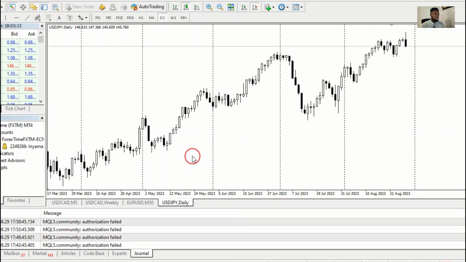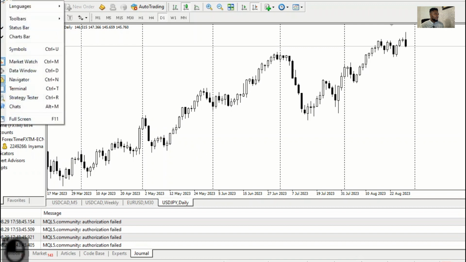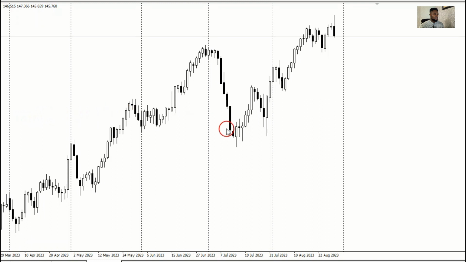Let's use this. This is the USD JPY, just US dollar Japanese yen time frame. Let me make this bigger. This is my full screen. So look at what you should be doing.